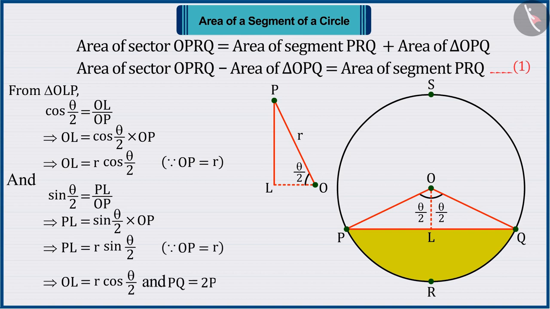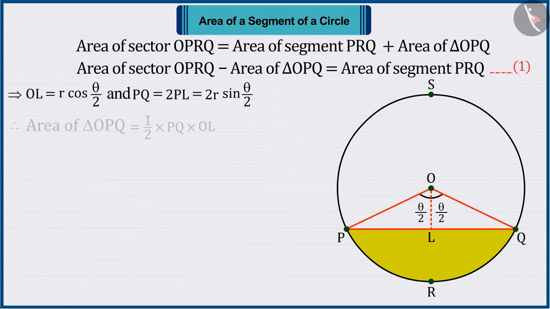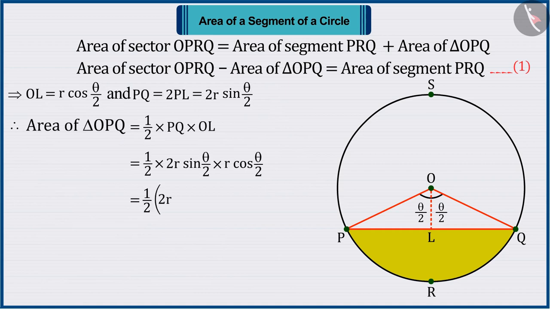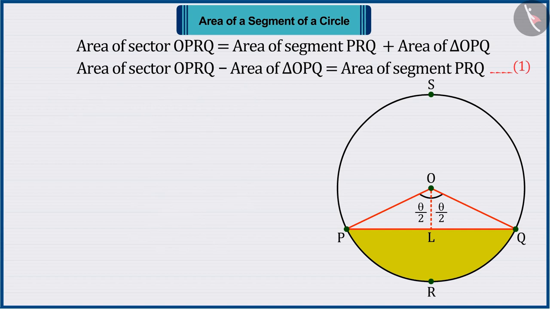We know that in the triangle OPQ, the base PQ is twice PL. Hence, the area of triangle OPQ is r squared multiplied by sin theta upon 2 times cos theta upon 2.